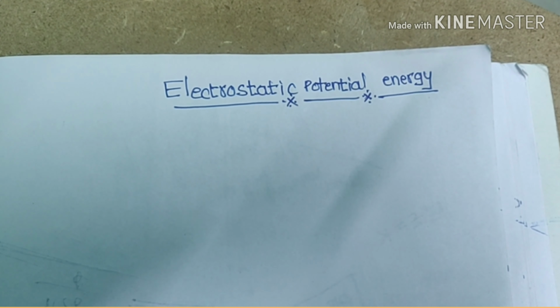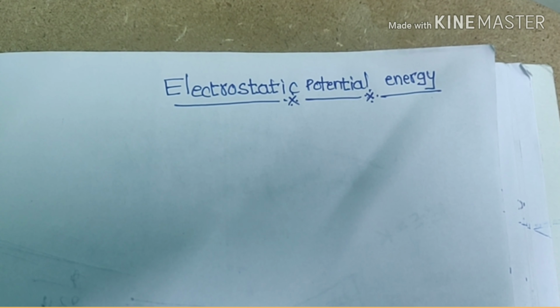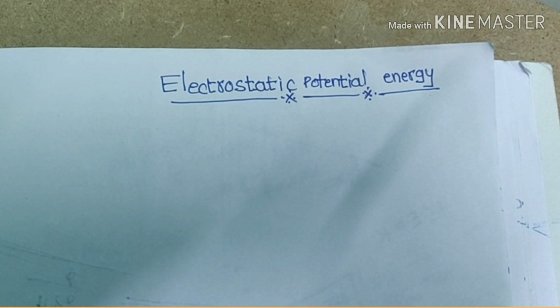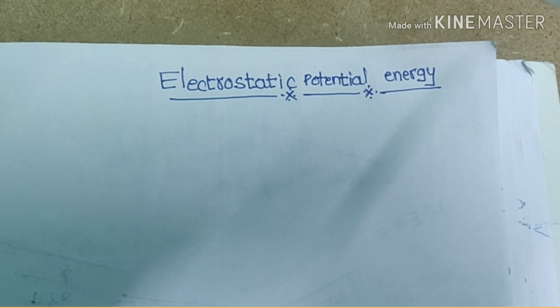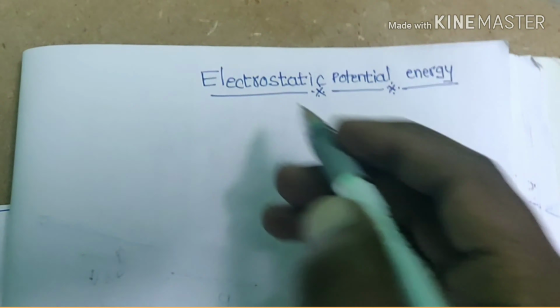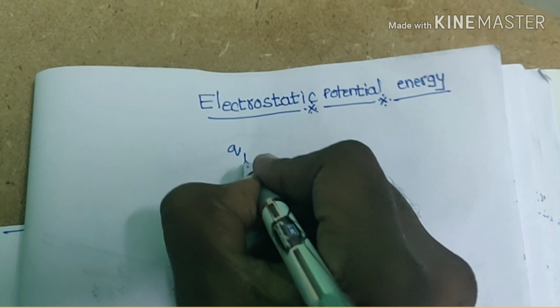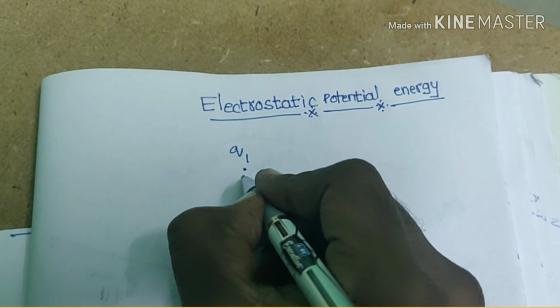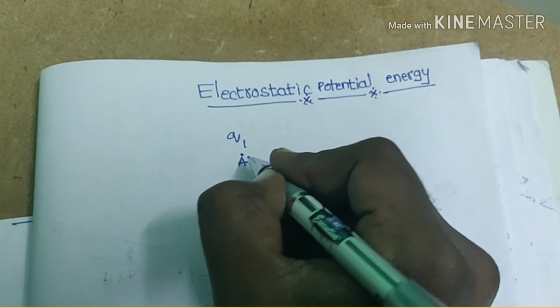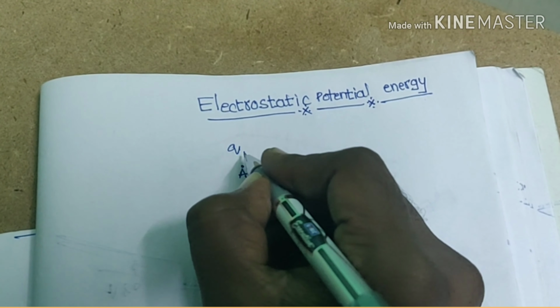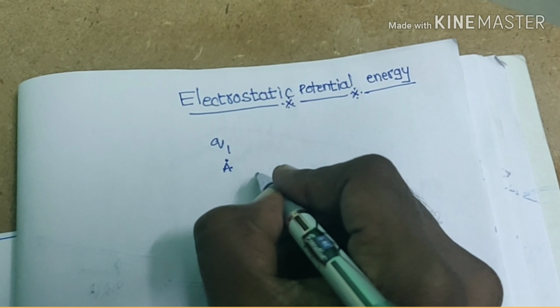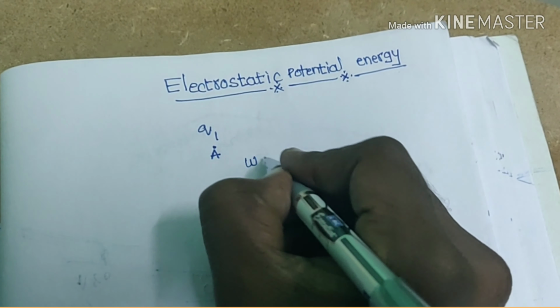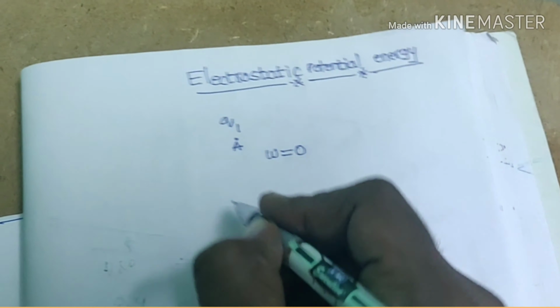Today I would like to discuss a small concept, electrostatic potential energy. Potential energy possessed by the position of the point charge. Let us consider Q1 is the point charge. It is located at point A. To bring Q1 from infinity to point A, the work done is W1 equals 0.